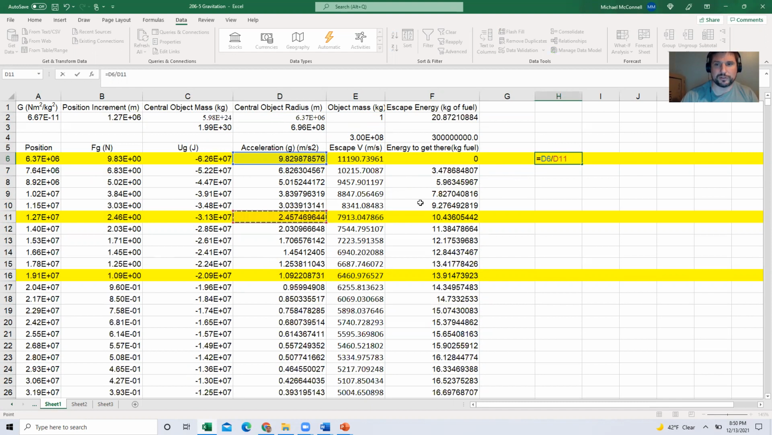So if you increase the distance by a factor of 2, it's going to decrease the force of gravity by a factor of 4. That's the inverse square law.